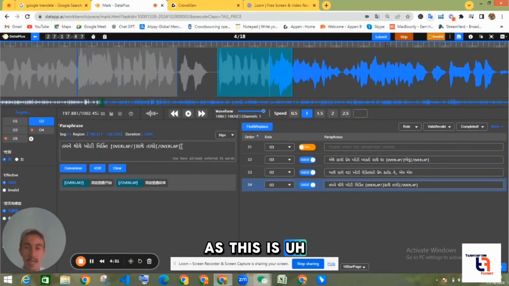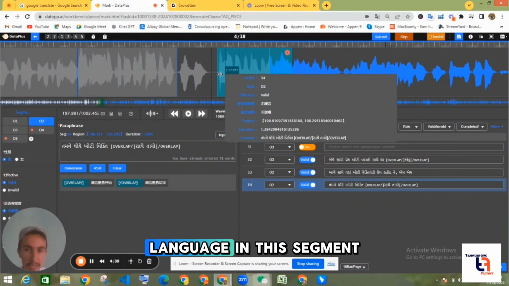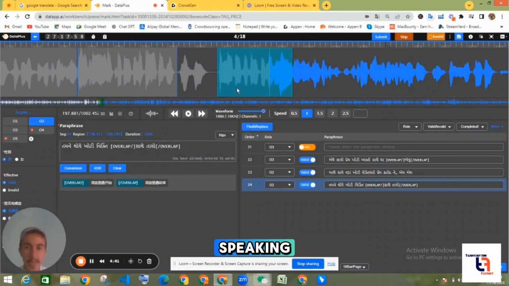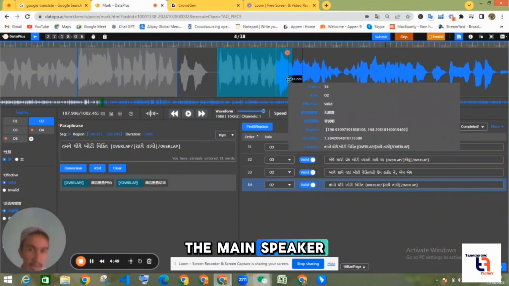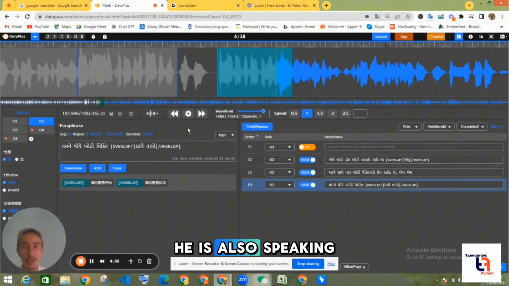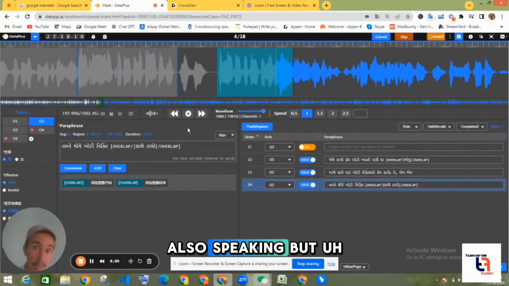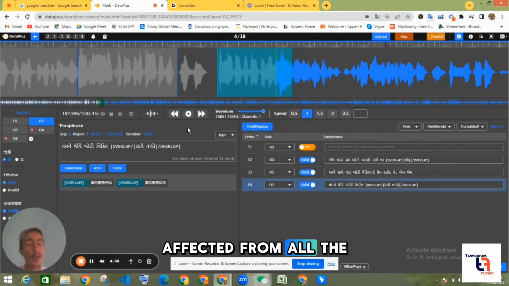As this is Gujarati language, many of you will understand it or not. So in this segment, the main speaker is speaking. The main speaker means the person who has started speaking from the beginning of the segment. This person is the main speaker, and at the end he is also speaking, but 2-3 words have been affected by the overlapping of the second person.